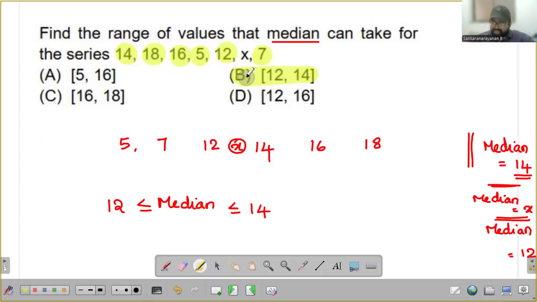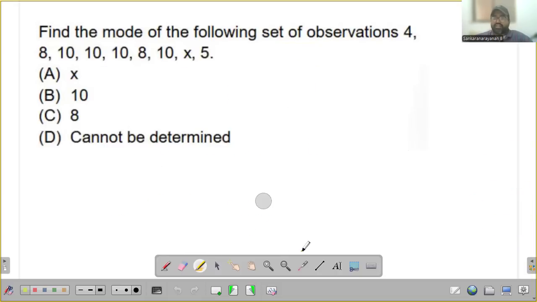Okay, so it's a very interesting question. The range of value is what they have asked you. So don't start with that unknown. You please start with the known numbers, arrange them in the ascending or in the descending order, and then try to place that x and see how the values are changing. Okay, so option B will be our answer choice, and we have just completed question number 12. Okay, let's now consider the next question, the 13th one.